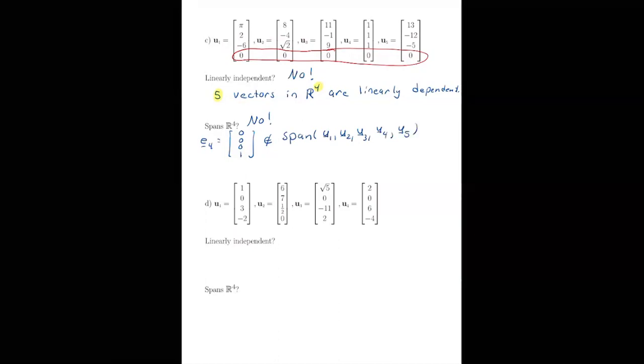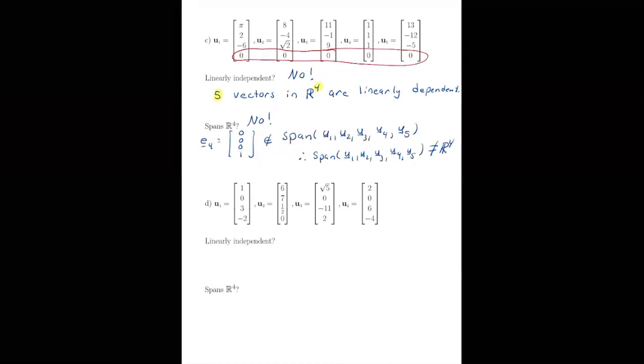So if there's a vector that's not inside their span, then this cannot be everything. If it was everything, then it would mean all vectors would be in there. We found something that's not in there, so it's not everything. So our conclusion here is that the span of these vectors, u1, u2, u3, u4, and u5, is not equal to R4. We found something that's not inside the span, so it can't be everything. There are vectors that are not in there.